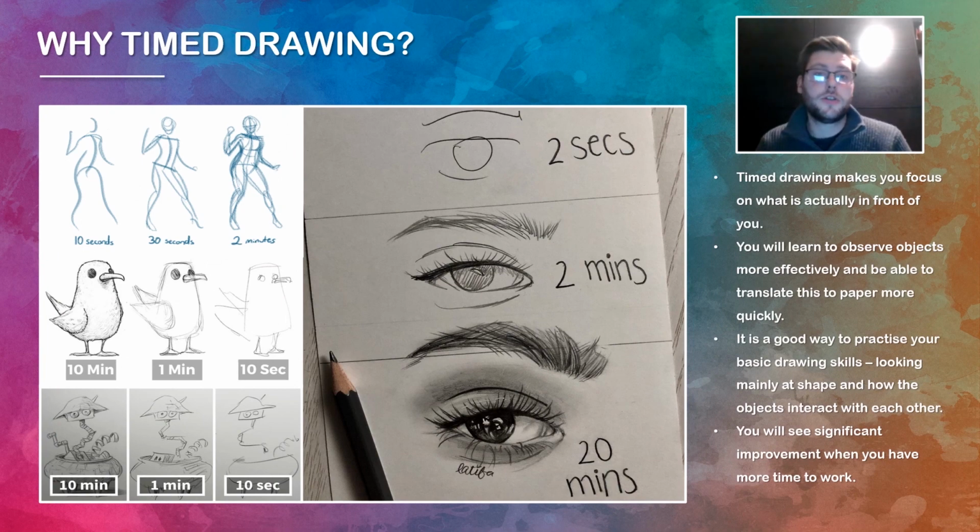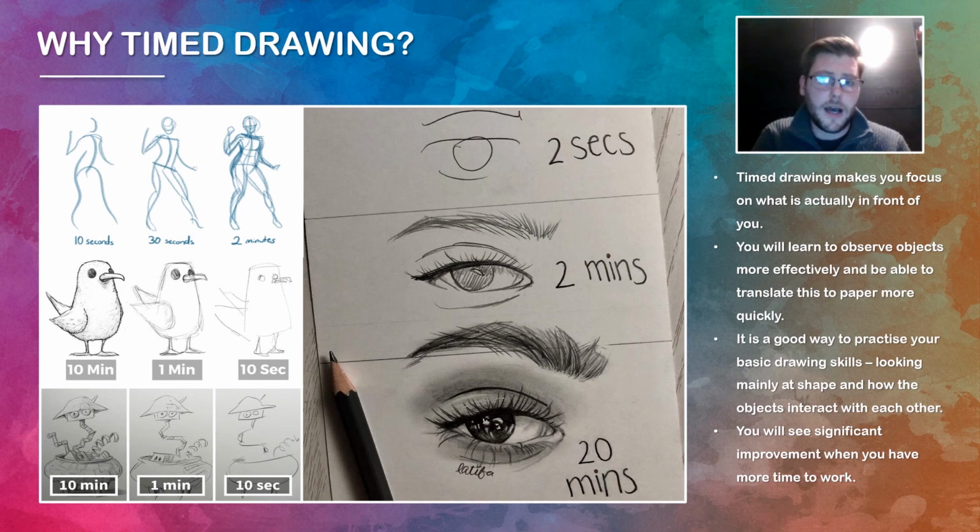Now to the main question, why time drawing? If you look at these examples, you can see they have varying times for each of the drawings, but they use the same subject. Now, the reason for this is time drawing actually makes you focus on what's in front of you. You will learn to observe objects more effectively and be able to translate this onto paper more quickly. It's a good way to practice your basic drawing skills, so that you're looking mainly at shape and how the objects interact with each other. And you'll see significant improvement when you've got more time to work.